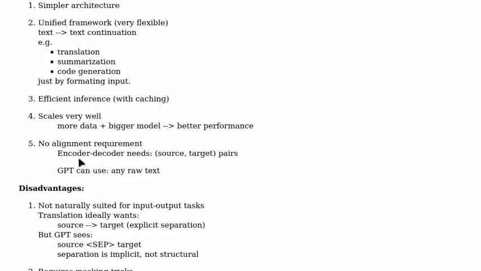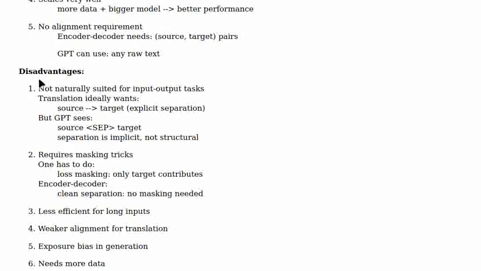5. No alignment is required. While an encoder-decoder model requires explicit source, target pairs, a GPT model can be trained on raw text alone. This makes large-scale training much easier. On the other hand, the model has the following disadvantages. 1. It is not naturally suited for input-output tasks. Translation, for example, ideally requires an explicit separation between source and target. In GPT, this separation is implicit, not structural.